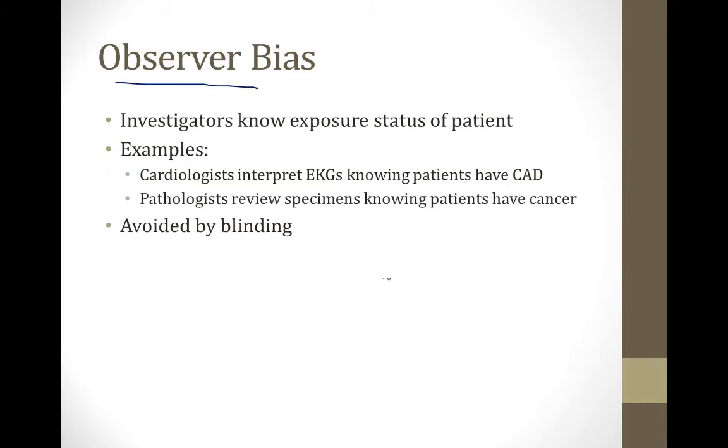Observer bias is when the observers, the investigators, know the exposure status of a patient. So for example, if cardiologists are asked to interpret EKGs and they know the patients have coronary artery disease, or if pathologists review specimens but they know the patients have cancer. And you avoid observer bias by blinding. If you blind the investigators so they don't know whether the study subjects have been exposed or not, they don't know whether they have coronary disease or whether they have cancer, then you can avoid this type of bias.